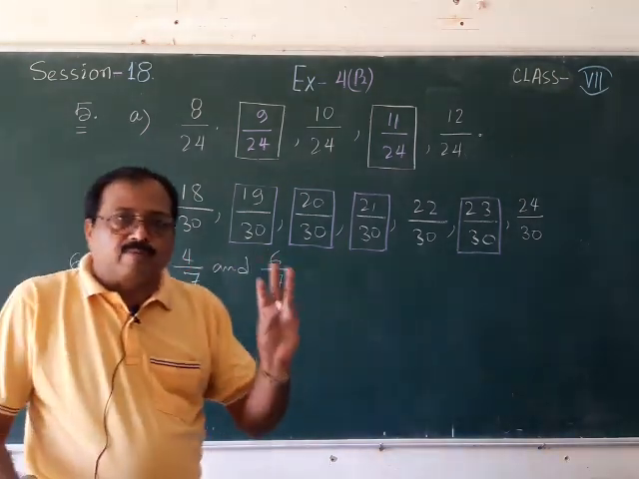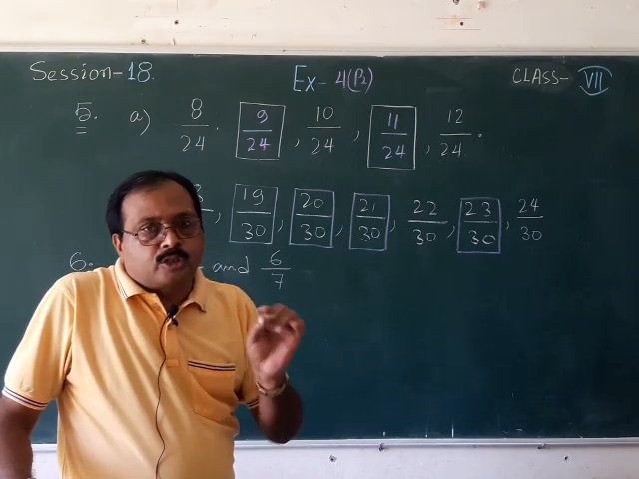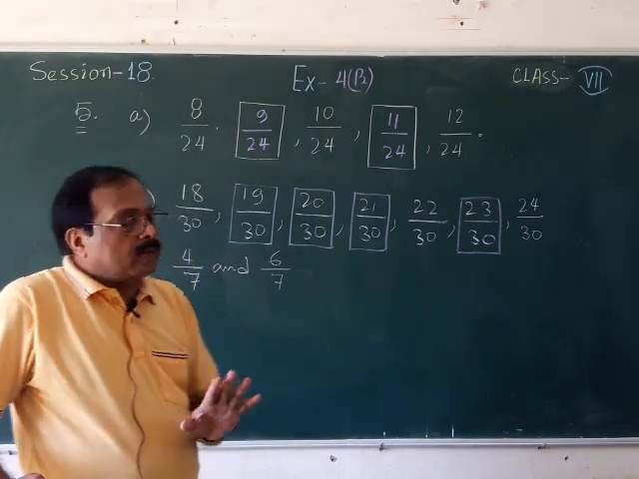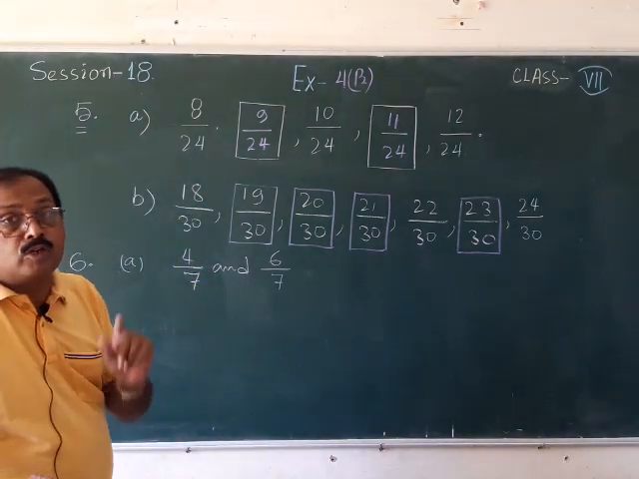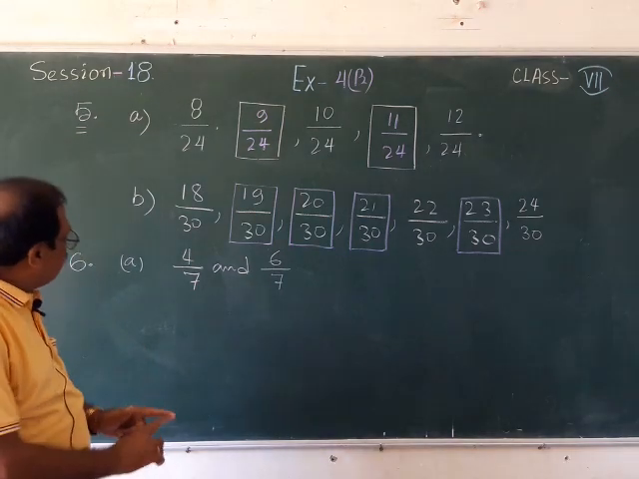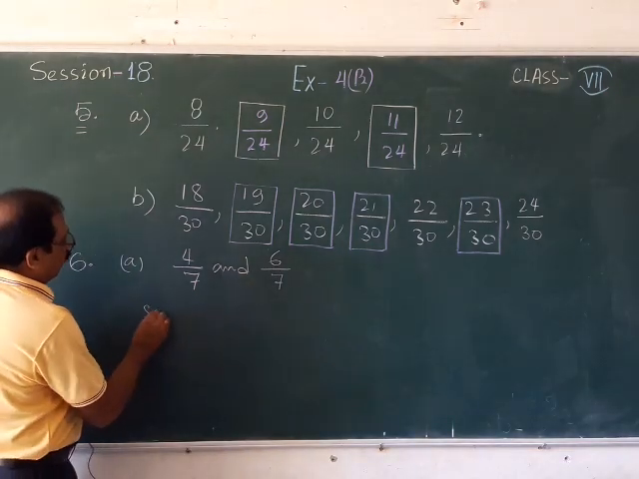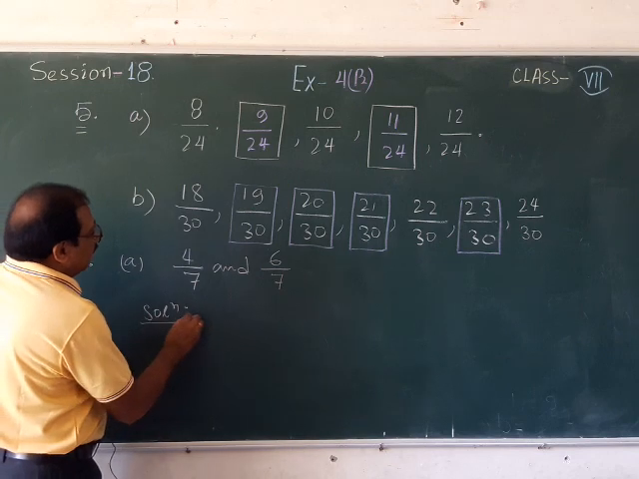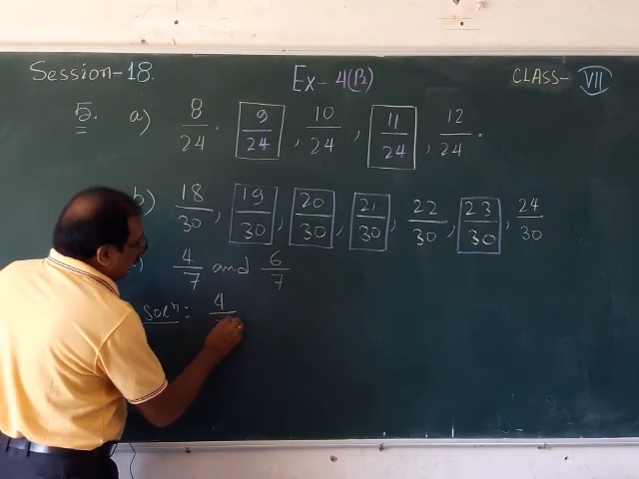After 4 you are having 5, then you are having 6. So one number you can see that 5 by 7 is there, but you need to write 4 fractions. For this what you will do? You will go in the solution, you will write it and 4 upon 7.